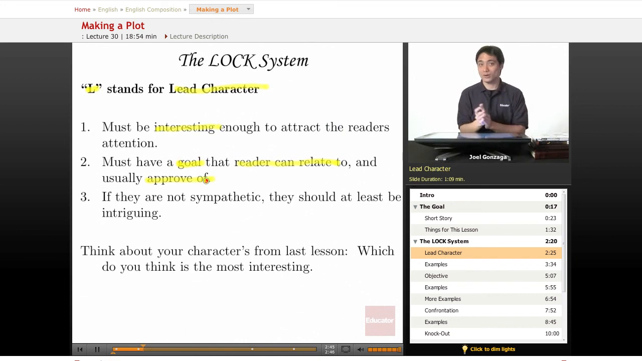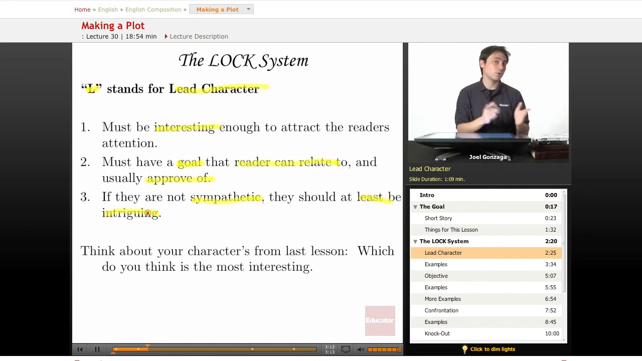Do you want to read a story about a horrible person? Probably not. So you want that reader to relate to this character because they have a goal that we like and that we want them to achieve, because we're good people too. Also, if this character is not sympathetic, if it's somebody we don't like, then they should at least be intriguing.